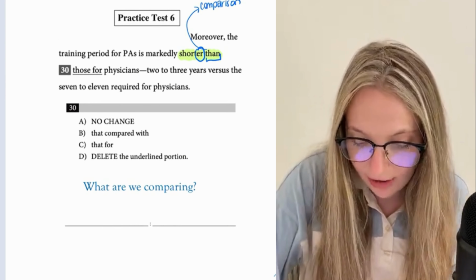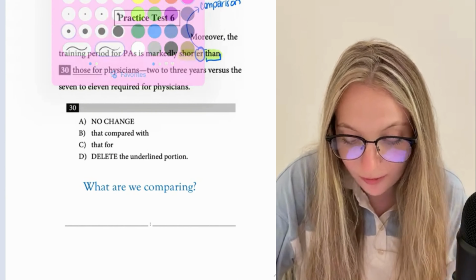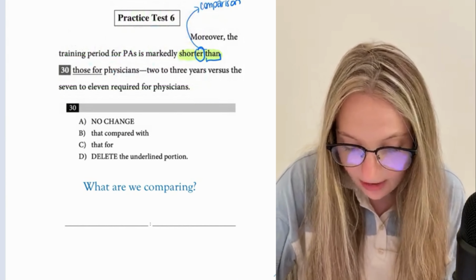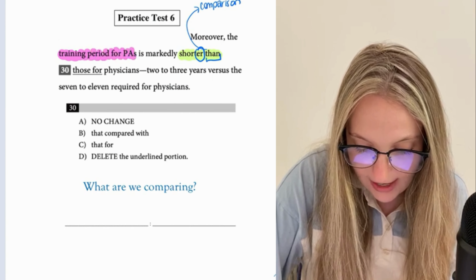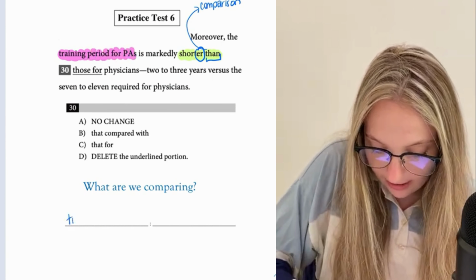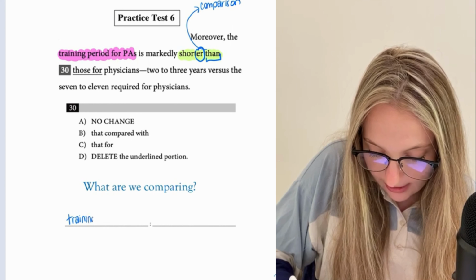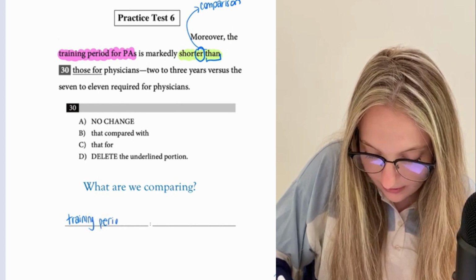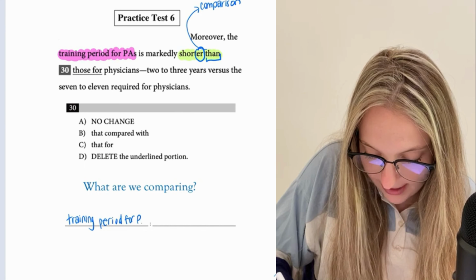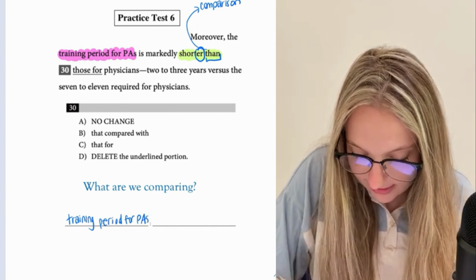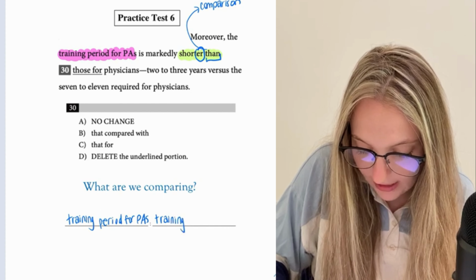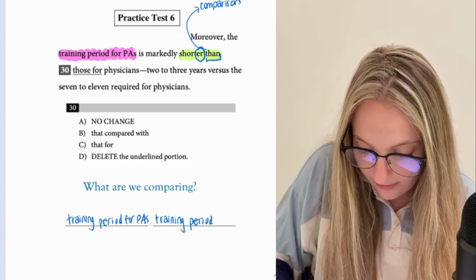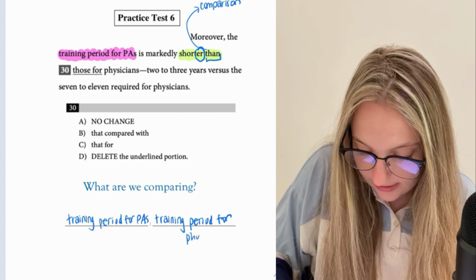So what is it that we're comparing? We want to look in the sentence before the comparison words hit. So the training period for PAs. So we're talking about the training period for PAs. And then we see that we're talking about something with physicians. So we've got to compare that to make it equal to the training period for physicians.